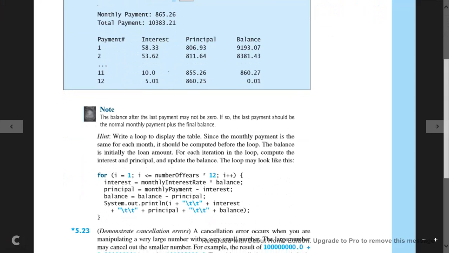They also gave us a hint here, so we gotta write a loop to display the table. Since the monthly payment is the same for each month, it should be computed before the loop. The balance is initially the loan amount for each iteration in the loop. Compute the interest and principal and update the balance. The loop may look like that.